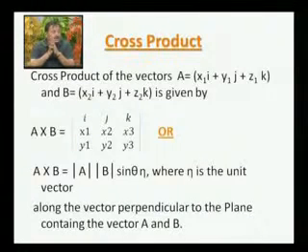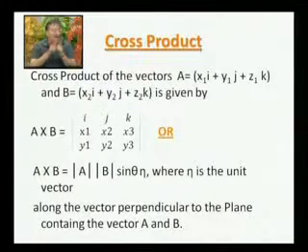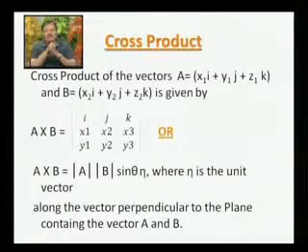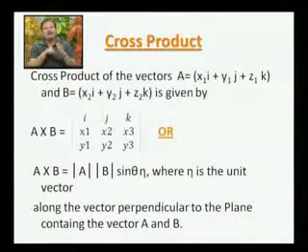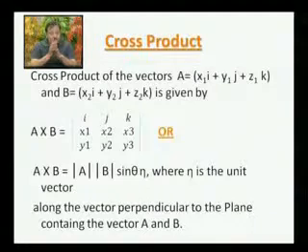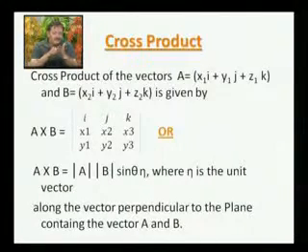Here i j k has certain value. As you know the determinant, it will have the i j k and its resolution along the x, y and z axis. So you can say that A cross B is nothing but another vector.